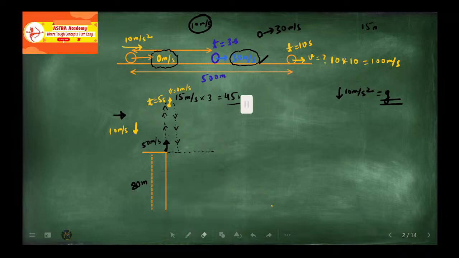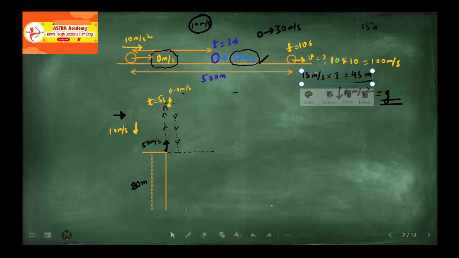The question has become the same as the previous question. Okay, let us shift this data or it will get mixed with the previous data. Okay, let us put it here. Now understand very carefully. At this point of time, the velocity is 0, the time is 5 seconds.